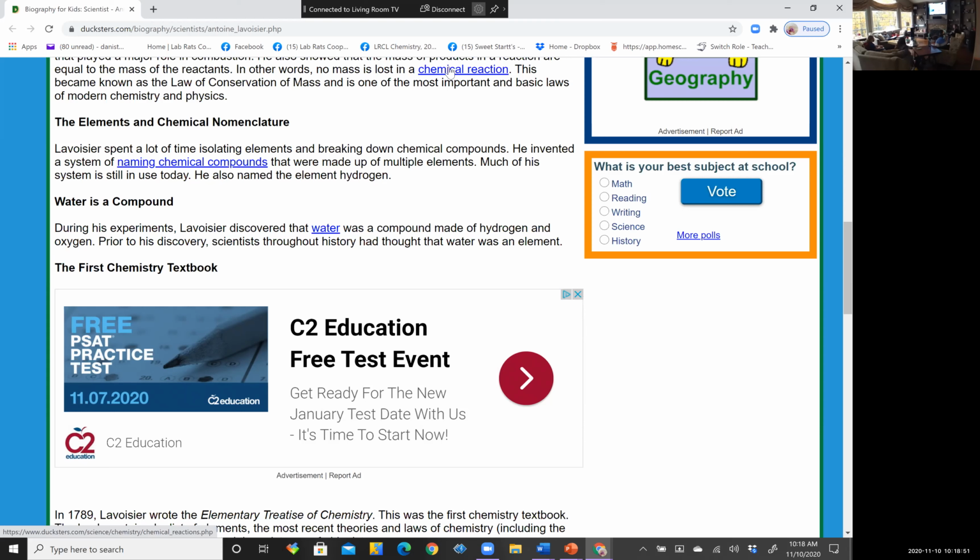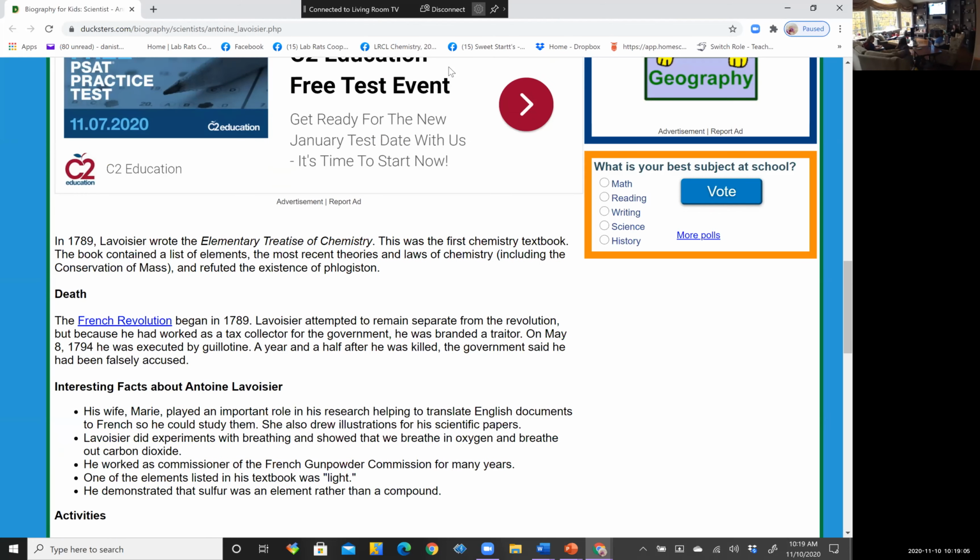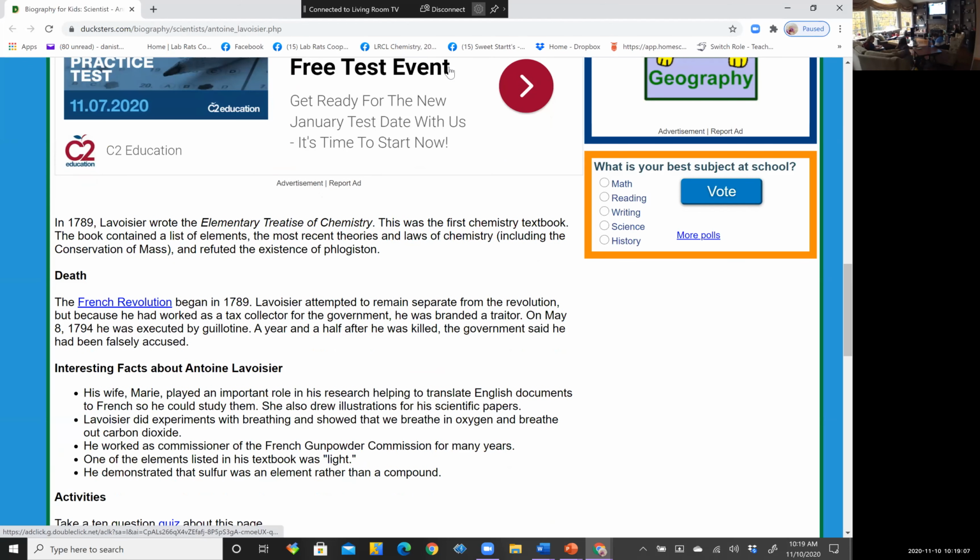He also named the element hydrogen. During his experiments, Lavoisier discovered that water was a compound made of hydrogen and oxygen. Prior to his discovery, scientists throughout history had thought that water was an element. And he wrote the first chemistry textbook, in 1789, the Elementary Treatise of Chemistry. It was the first chemistry textbook, and contained a list of elements, recent theories, and laws, including conservation of mass.